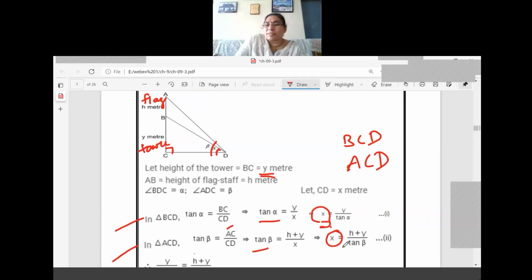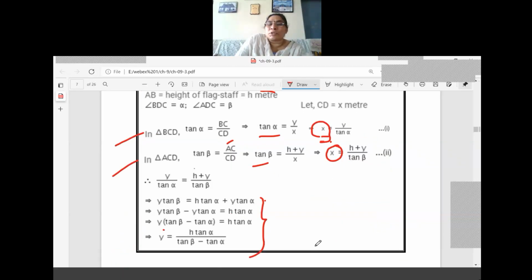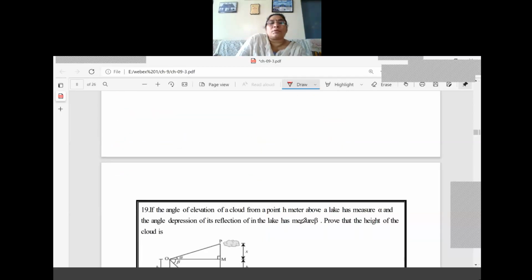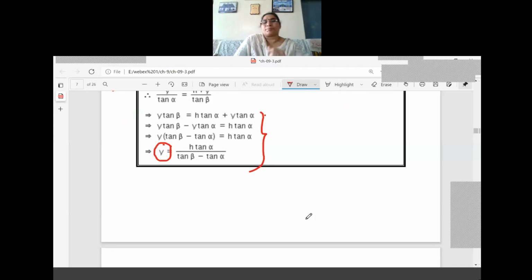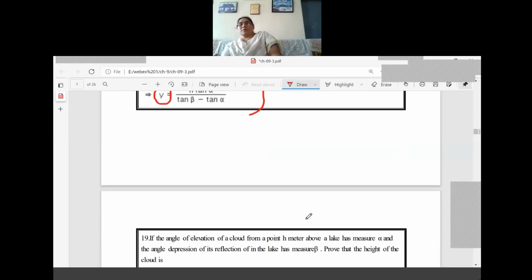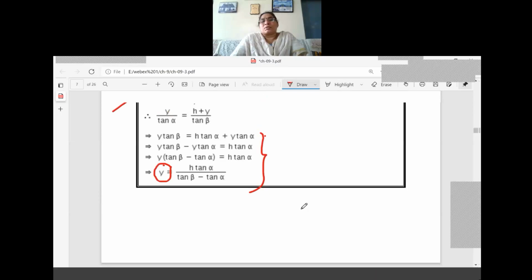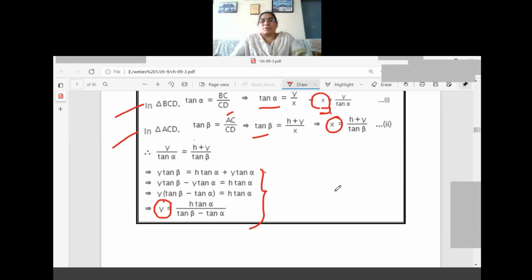From there what value have we found? X we have calculated. After calculating x, we should equate both, and both equations are simplified by using the cross multiplication method and solved for y. That means the height of the tower equal to y only. Y equal to h tan alpha by tan beta minus tan alpha only. Now the next level of question is difficult only. So later we can go for those questions.